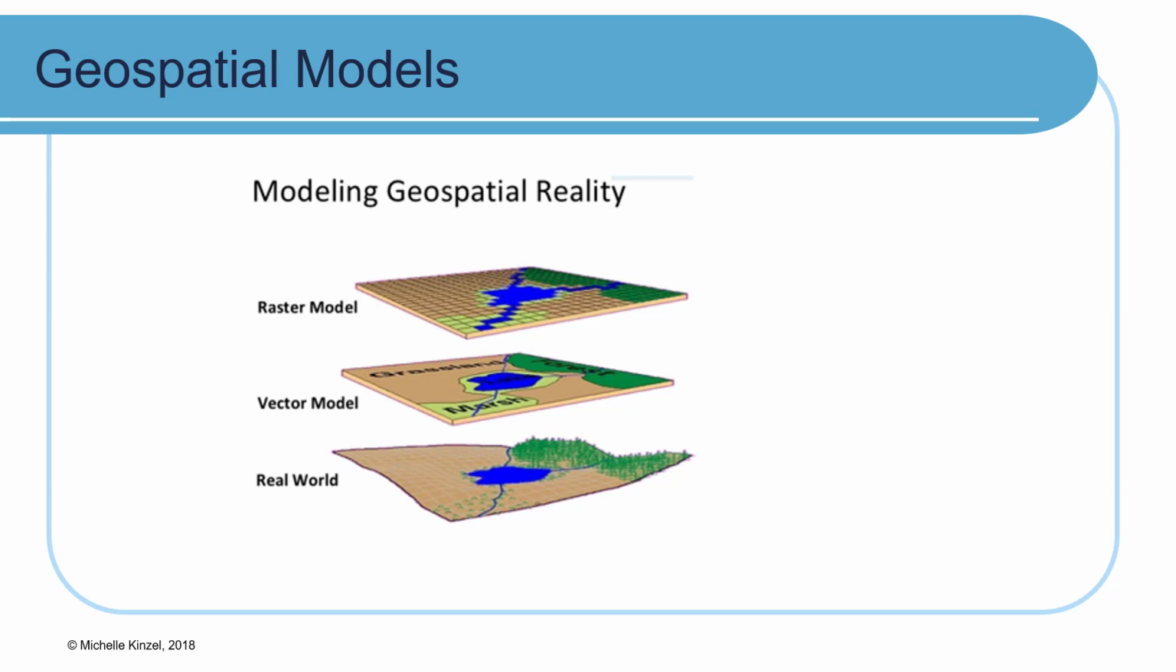So geospatial models are a way for us to represent our interpretation of geospatial reality. We can have a raster model with the pixels shown in this top layer. We can have a vector model shown in the middle. It's the same geographic area, and then at the bottom is an artist's rendition of what the real world would look like. And you can see the faint lines on there representing the combination of raster and vector models put together.